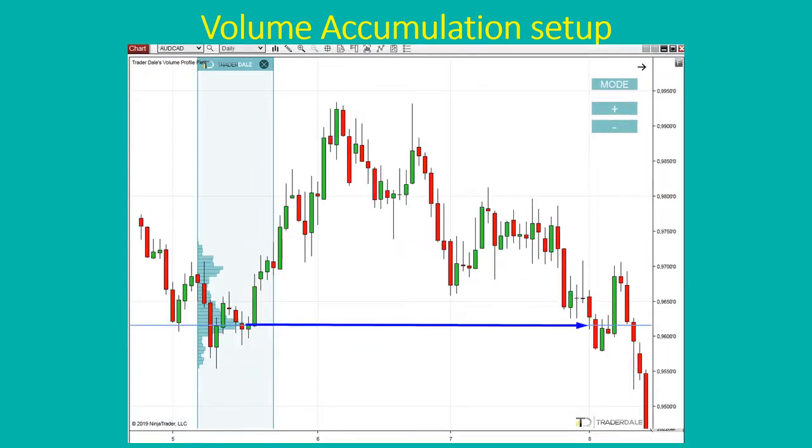Another example of the volume accumulation setup is in here, in this picture. Again, there was a rotation followed by a strong trend. Because of the strong uptrend, we can expect that those volumes were mostly volumes of strong buyers who are accumulating their buying positions in here. So what you do, you wait for a pullback, and when the price hits the level again, in here, you enter long right there. This was the reaction to the level.